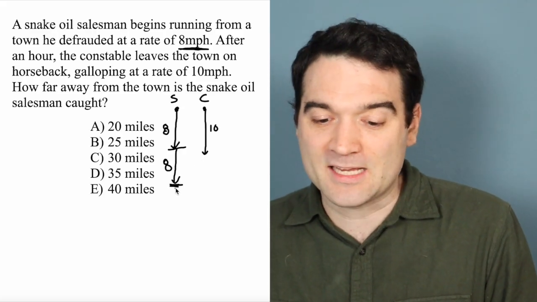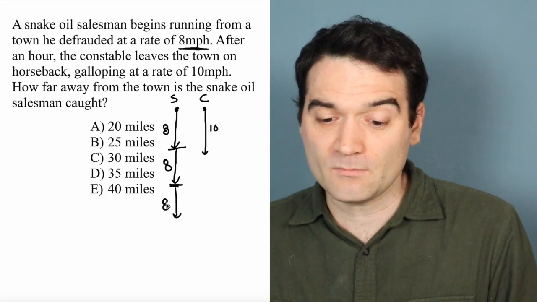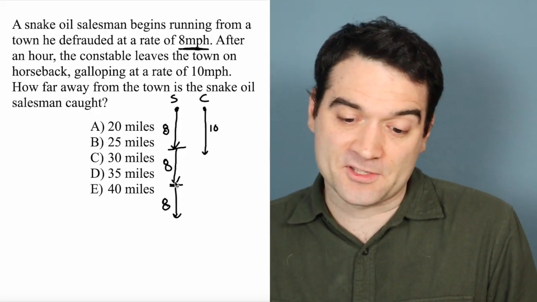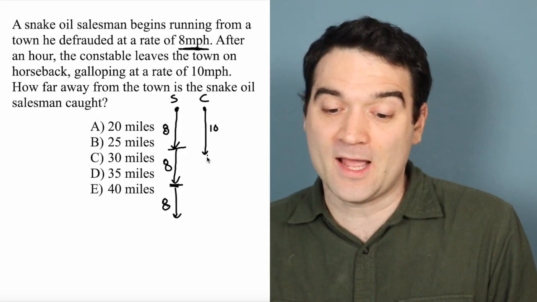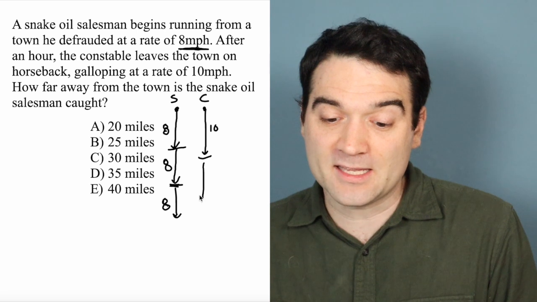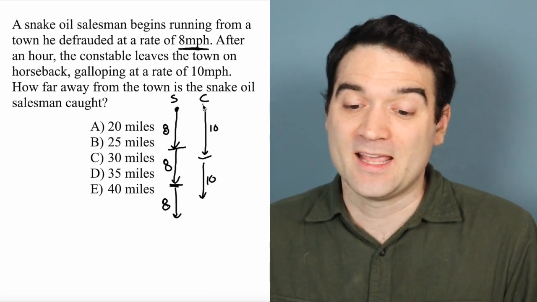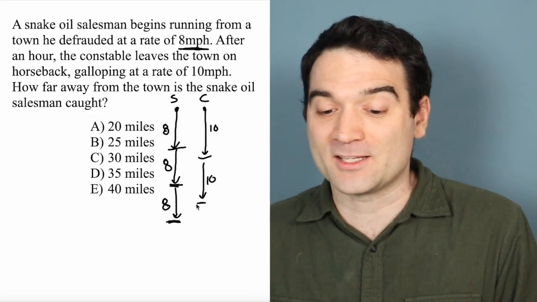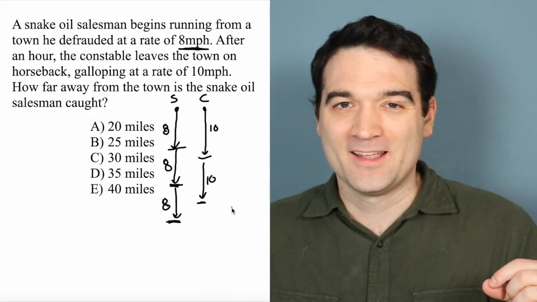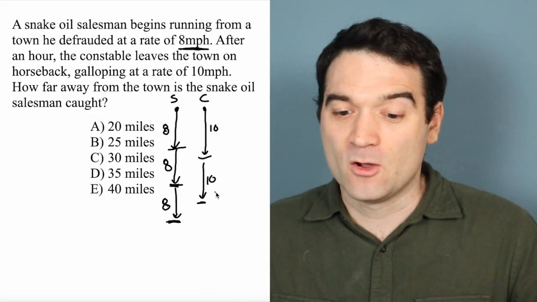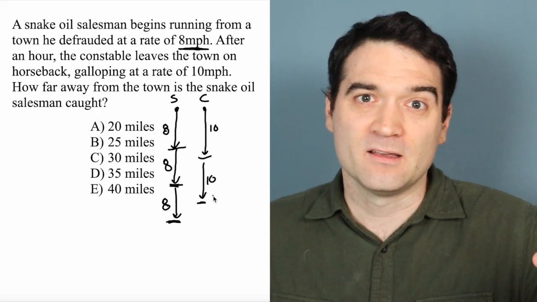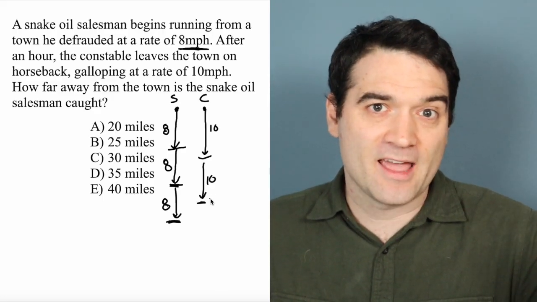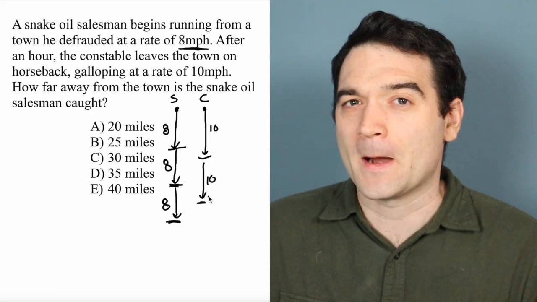Okay, well, let's carry this out another hour, right? Another hour goes by. Snake oil salesman is now 24 miles away, and the constable gets even closer to the snake oil salesman. Now he's 20 miles away from the town. So if that's at 24 and that's at 20, now the gap is 4. Just to recap what's been happening, we started with a gap of 8. It closed to a gap of 6. And then another hour later, it closed to a gap of 4.